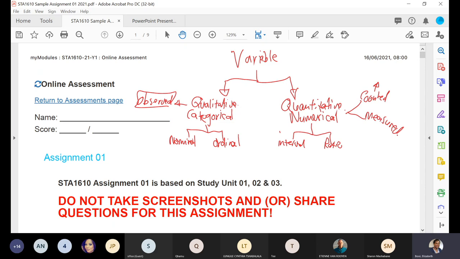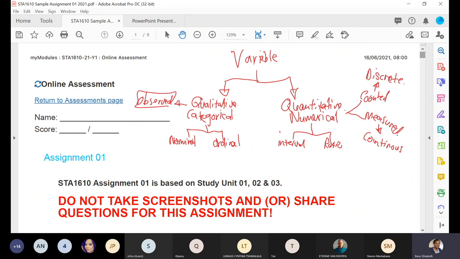If you are able to count how many they are, this will be discrete. They take whole numbers, like 0, 1, 2, 3, 4. They are counted. If they are measured, we call them continuous. My handwriting is bad. It's called continuous because we measure them, like your height, your temperature.